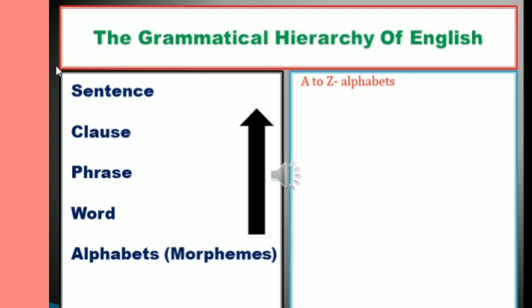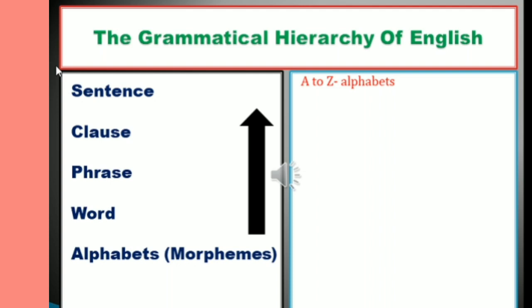A to Z alphabets. Everybody knows them very well. A, B, C, D, E, F, G. By combining these alphabets together, we make a meaningful word. This is a very important word here, meaningful. We can't make a word having no sense at all. It should have some sense.